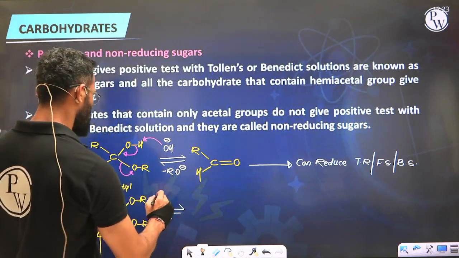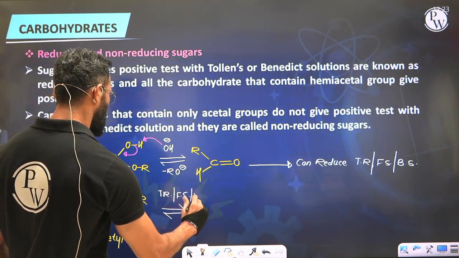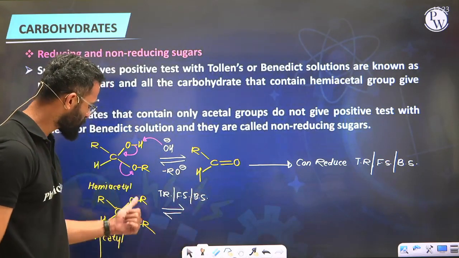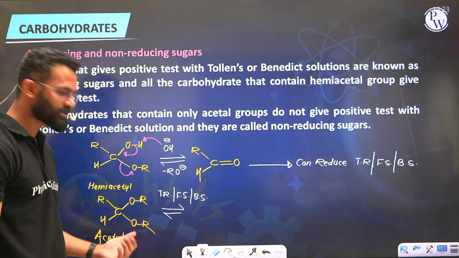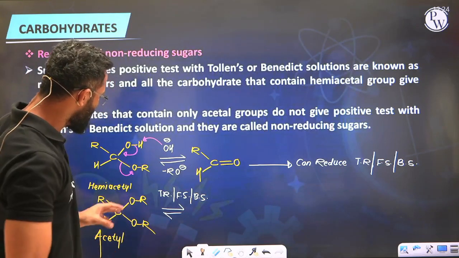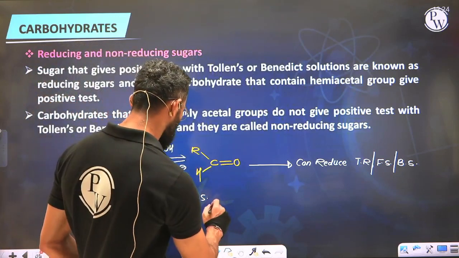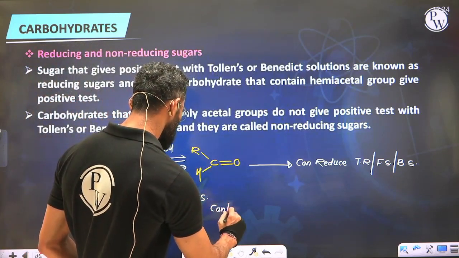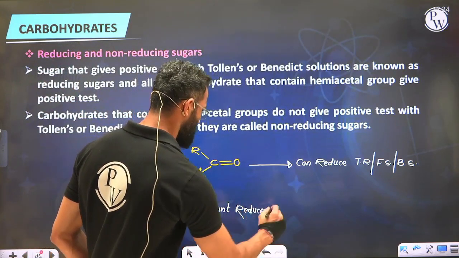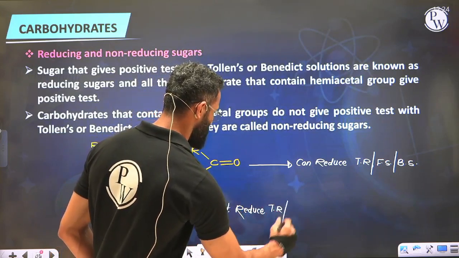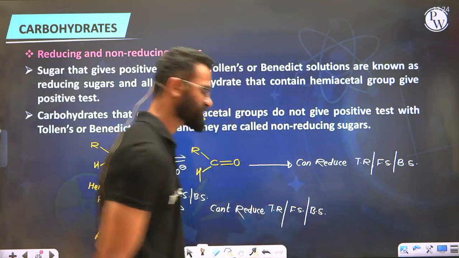Now, even if you use Tollens reagent, Fehling solution or Benedict solution, do we see any protic H? Protic H is the H which is connected to a more electronegative atom like this. Do we have any protic H? We don't have any protic H, meaning a carbohydrate or a sugar containing acetylic carbon cannot reduce. So this can't reduce Tollens reagent, Fehling solution or Benedict solution, right?